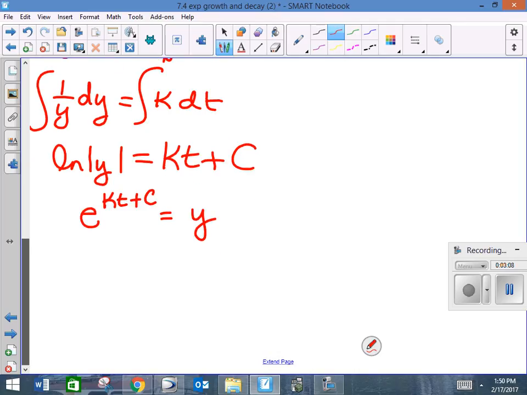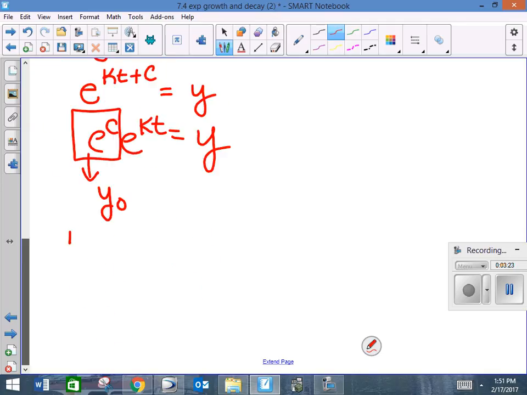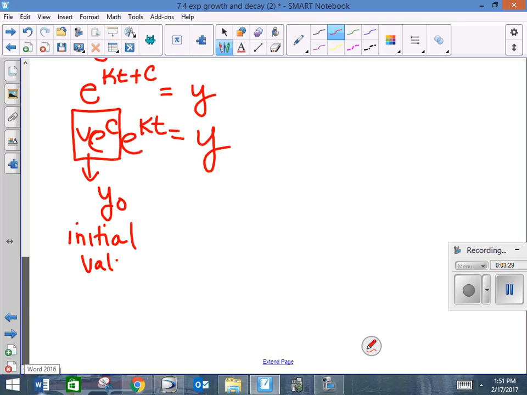Now, this is the natural progression. This constant, usually we call this y sub 0, or we call it the initial value. So y equals y sub 0 e to the kt, and that should look familiar. Does that look familiar to you?